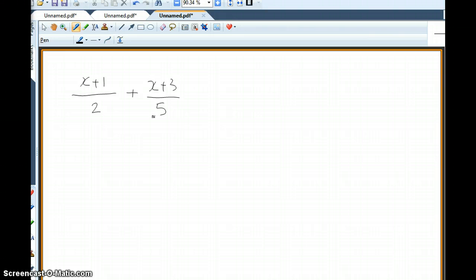Different denominators, I can't just add the numerators. So I have to write two new equivalent fractions with equivalent denominators. What's the equivalent denominator going to be? 10, because 2 times 5. To this fraction, I ended up multiplying the denominator by 5, therefore I have to multiply the top by 5.